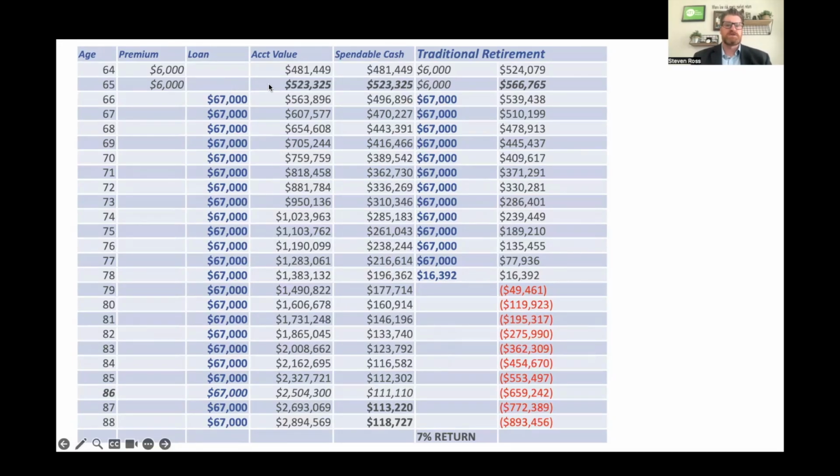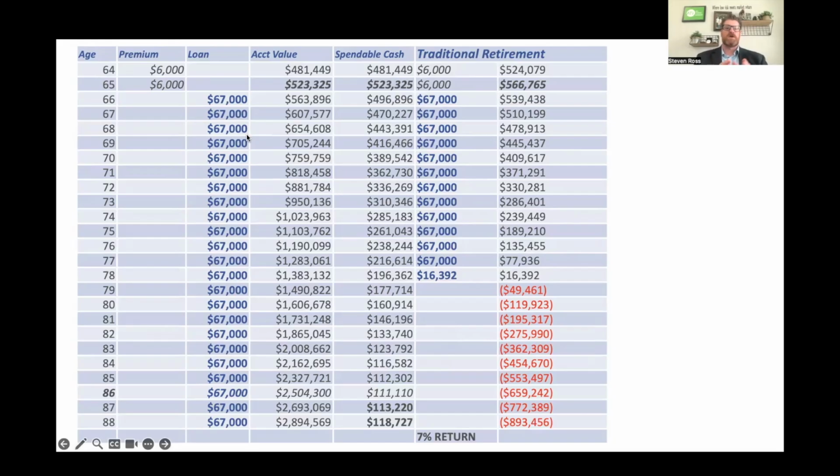Versus this insurance policy where I have 523, but because I took a loan against it, it's not my money, it's not actually coming out of my account. It's actually the insurance company's money. And so my account then goes up to 563. It goes up to 563, 607, 654, 705. It continues to grow and get larger each year, even though I'm taking these loans.